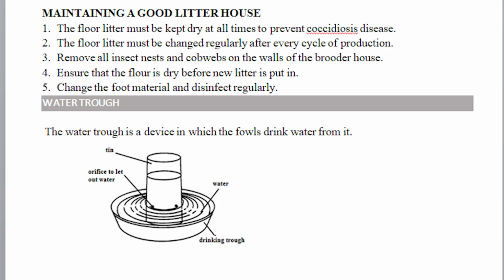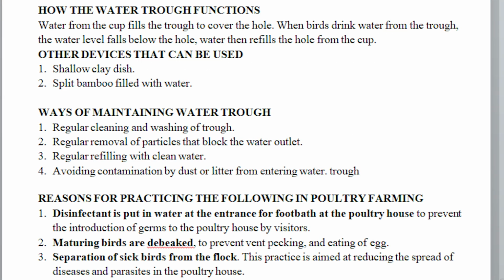All right, let us look at water trough. A water trough is a device from which the fowls drink water. On the screen is a type of water trough that is used in a brooder house. Let us look at how the water trough functions. Water from the cap fills the trough to cover the hole. When birds drink water from the trough, the water level falls below the hole. Water then refills the hole from the cap.